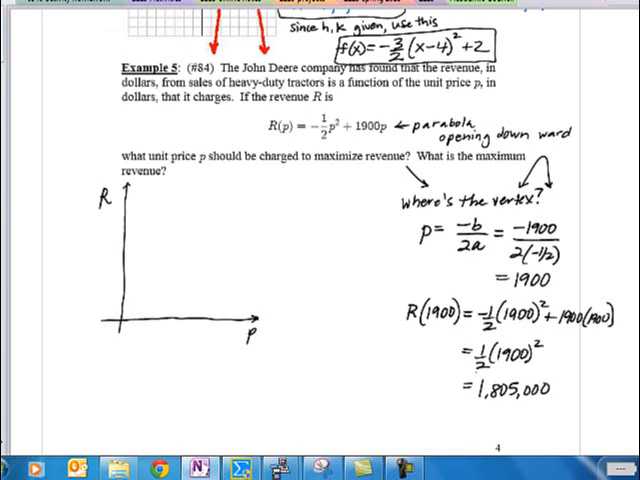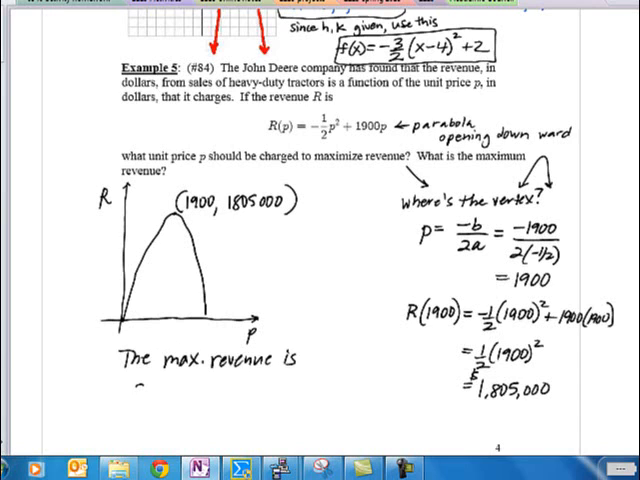You can see when P is 0 that revenue is 0, which makes sense. If we don't charge anything, we're not going to make any money. So the graph is a parabola that looks like this, and we found this high point to have coordinates 1900, 1805000. So that's a picture of what's going on, and we should be able to generate that picture without a graphing calculator. And we can say then the maximum revenue is $1,805,000 if the unit price is 1900.